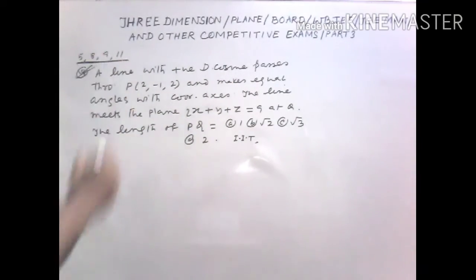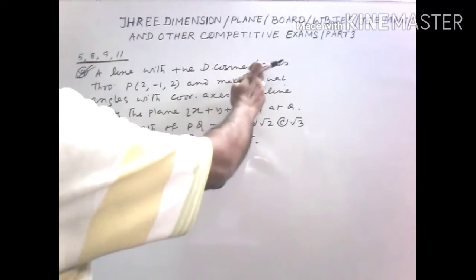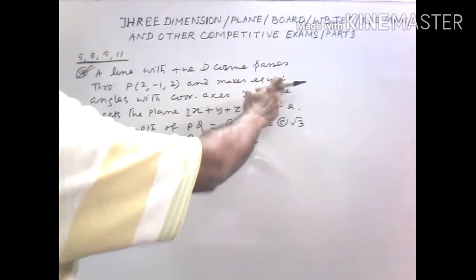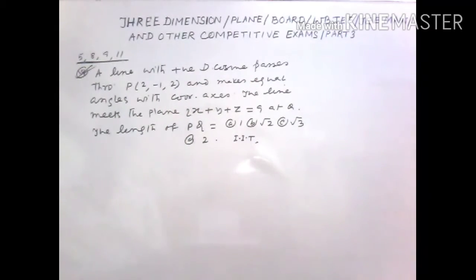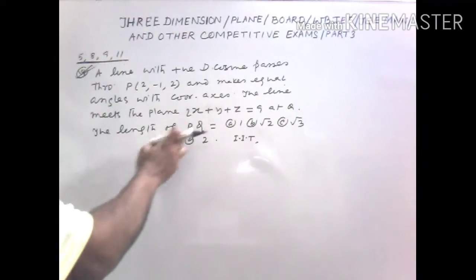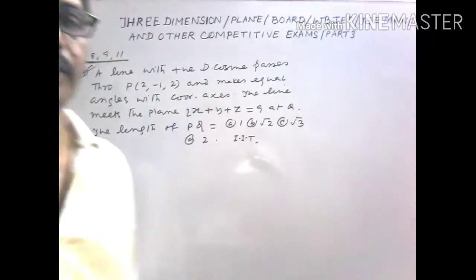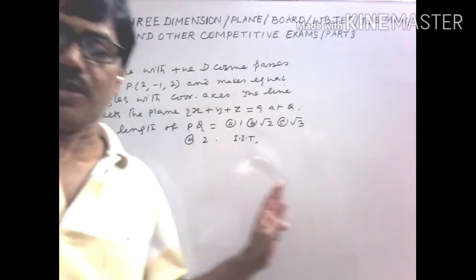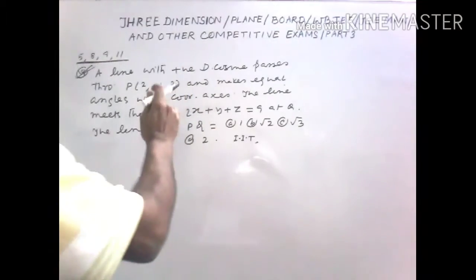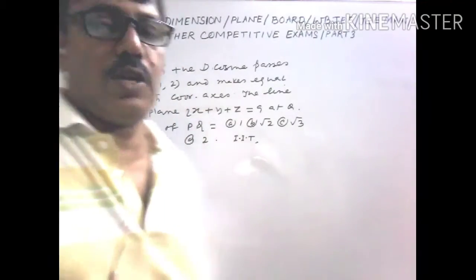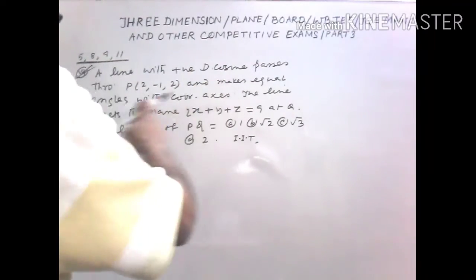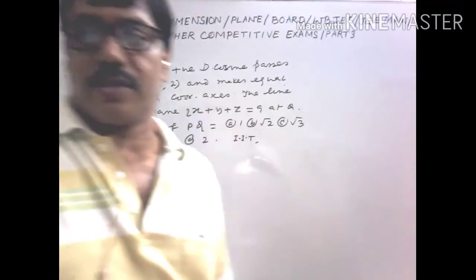Problem number 9. A line with positive direction cosines through P makes equal angles with the coordinate axes. The line meets the plane at Q. Then the length of PQ equals this. So the line is not given. Our first aim is to find the equation of the line through P which makes equal angles with the coordinate axes.